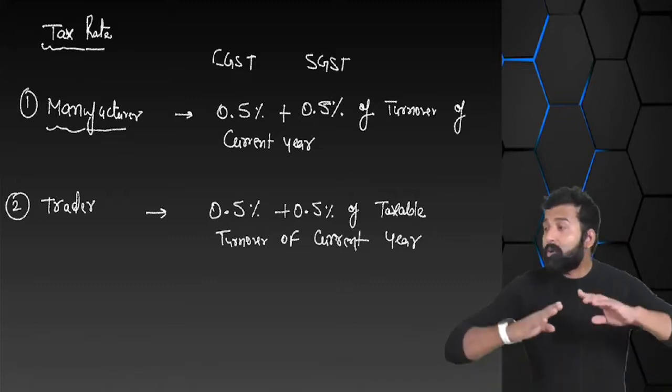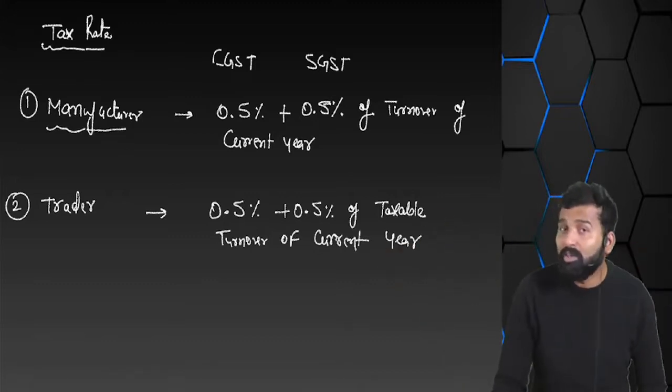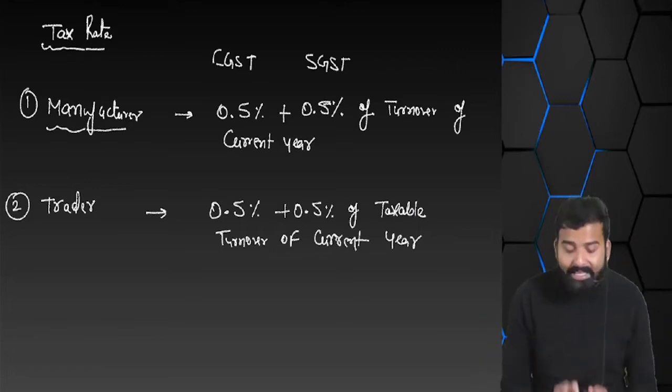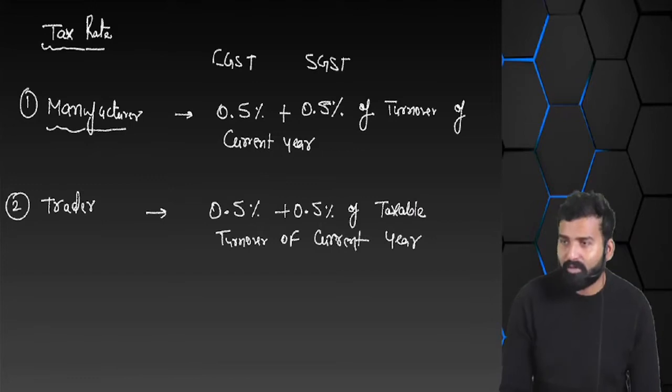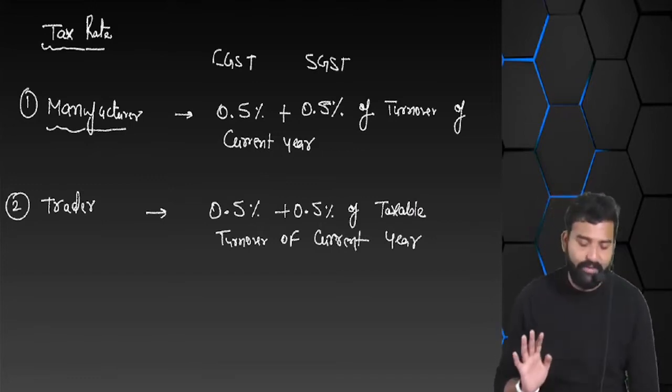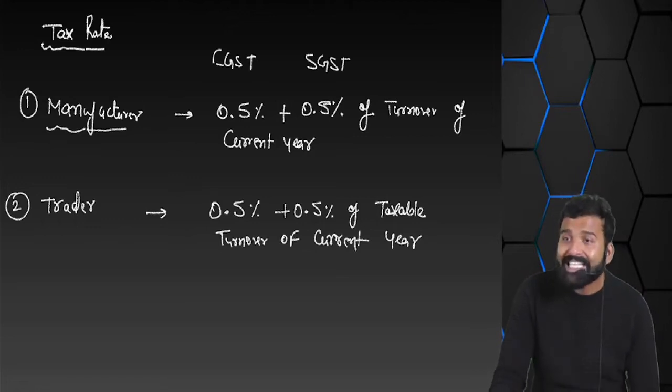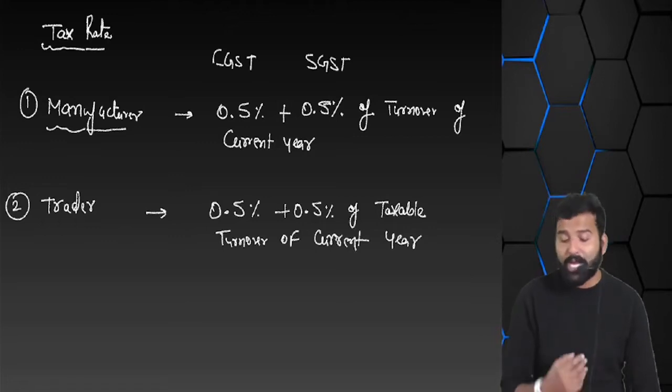So a person who is supplying a lot of exempt items will not easily be paying tax on those exempt goods either. And therefore, the government has amended the second point, and they say if you are a trader, then you have to pay 1% of the taxable supply, not 1% of the total turnover.